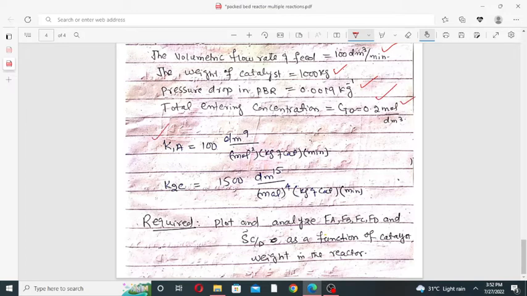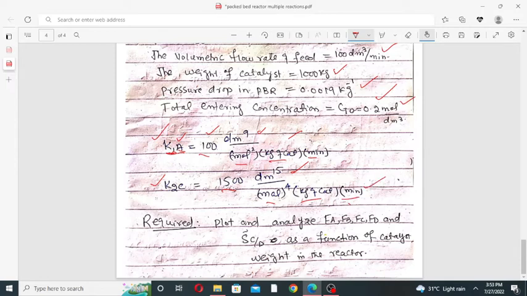The rate constant for reaction number 1 in terms of component A is equal to 100. So this k1A means the 1 is for reaction number 1 and A is for component A. The rate constant for component A in reaction number 1 is equal to 100 dm to the power 9 divided by mole squared times kilogram of catalyst times minute. The rate constant in reaction number 2 is k2C, equal to 1500 dm to the power 15 per mole to the power 4 times kilogram of catalyst times minute.